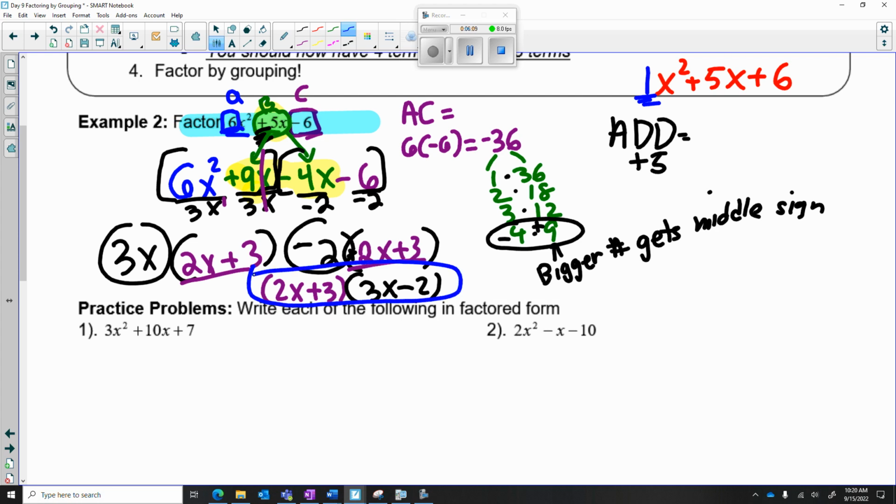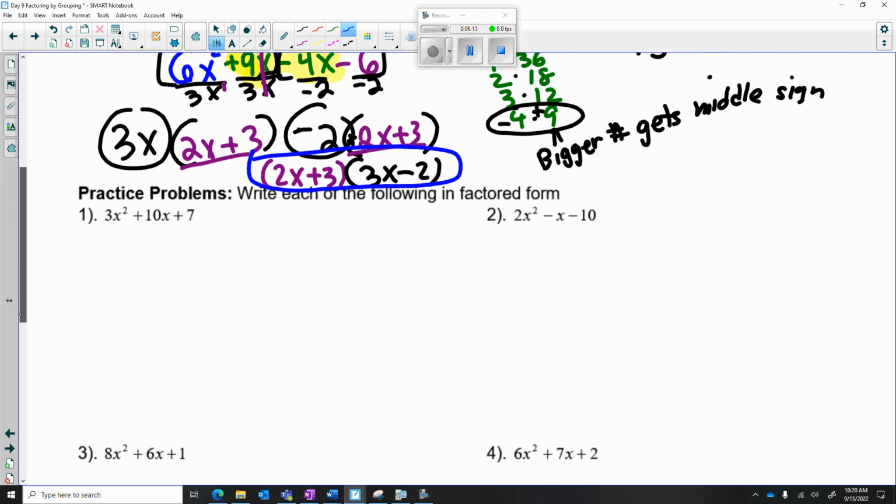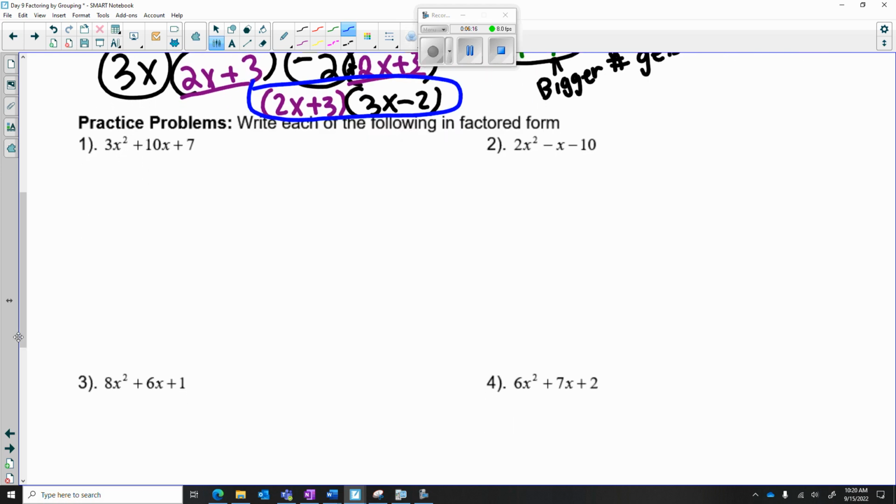Okay, I'm going to do one more with you right now. Okay, let's pick up the pace. Here we go. Let's do A times C. So the A term is 3 and the C term is 7. What's 3 times 7? I'm hoping you said it's 21. And now you think about the factors of 21. 1 and 21, 3 and 7. Oh, 3 and 7. We already knew that. And we want to add up to the middle term. We want to add up to 10. So 3 and 7 is good because 3 plus 7 is 10.